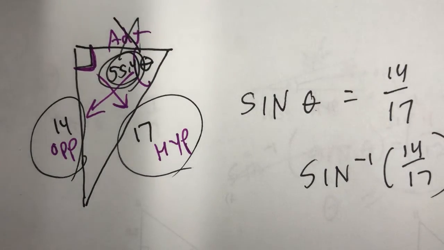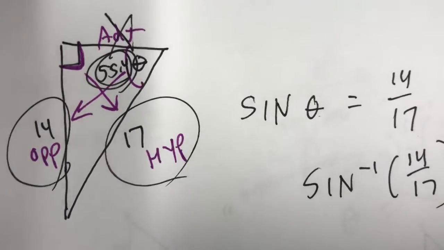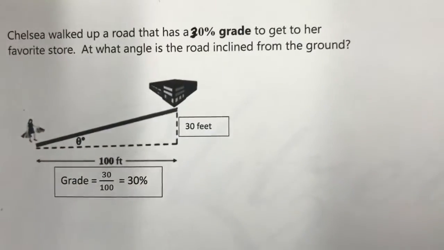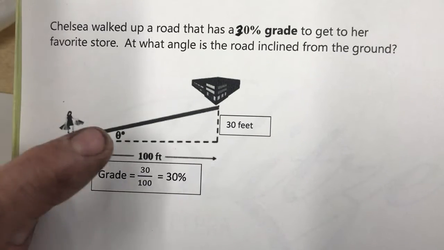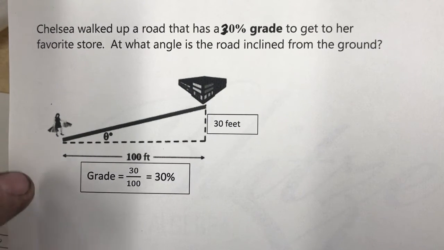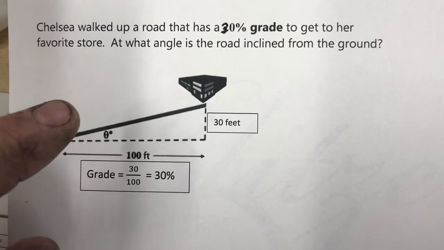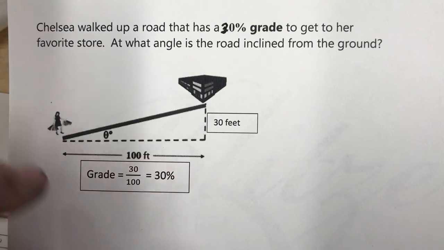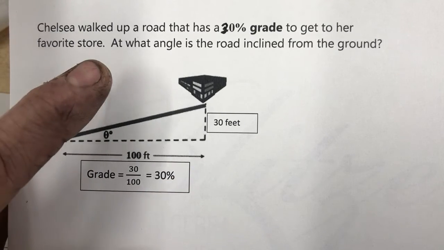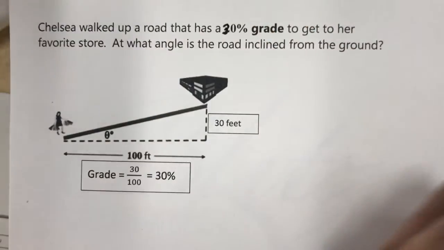So that allows us to construct this triangle, now that we know that angle, for whatever reason we need the angle. That'll help us. All right, so here's a problem where we need to figure out what this angle is. And we see Chelsea here. She's walking up a road that has a 30% grade. She's going to her favorite store. At what angle is the road inclined? What's this angle right here? So you see the theta there.